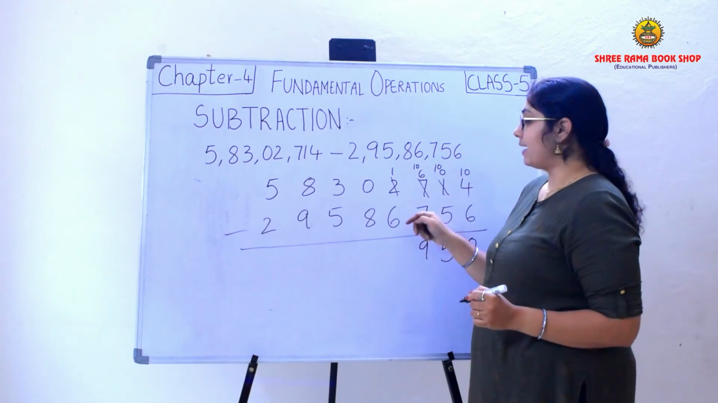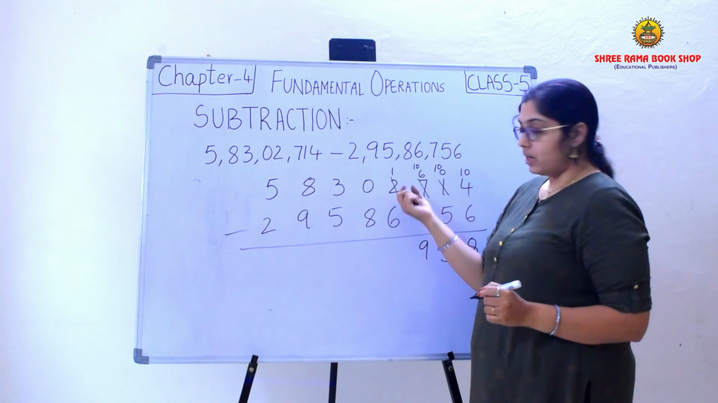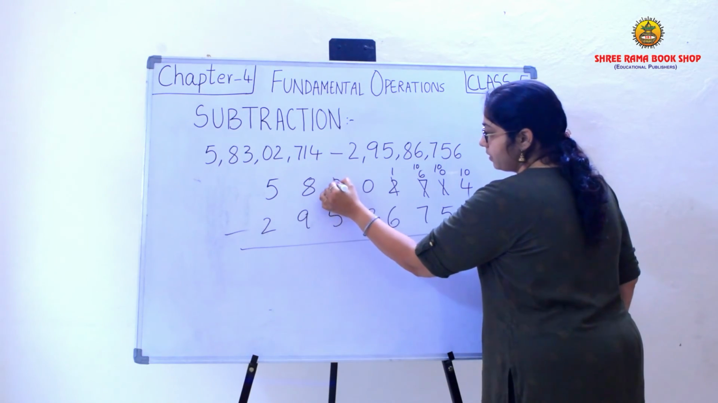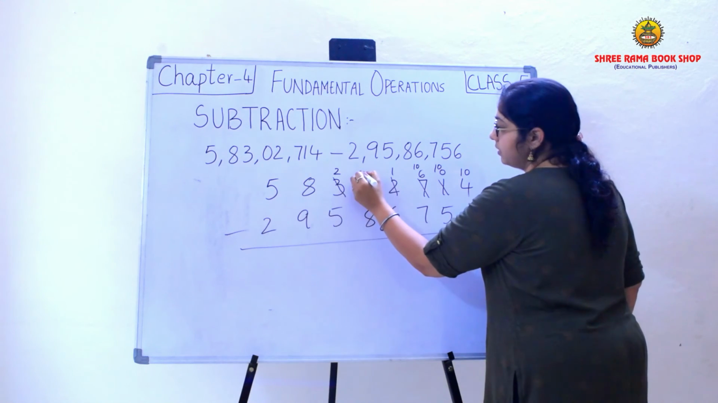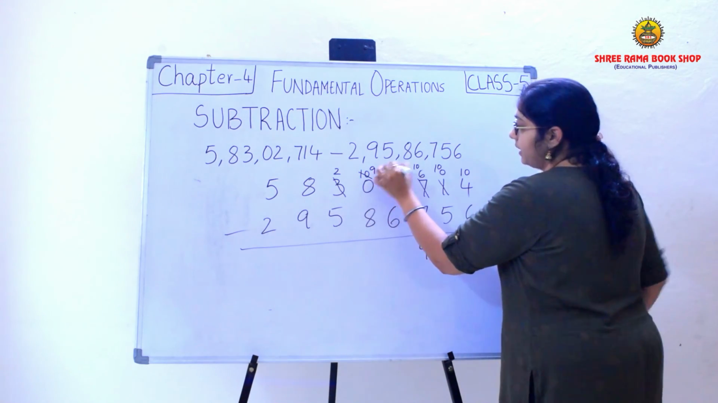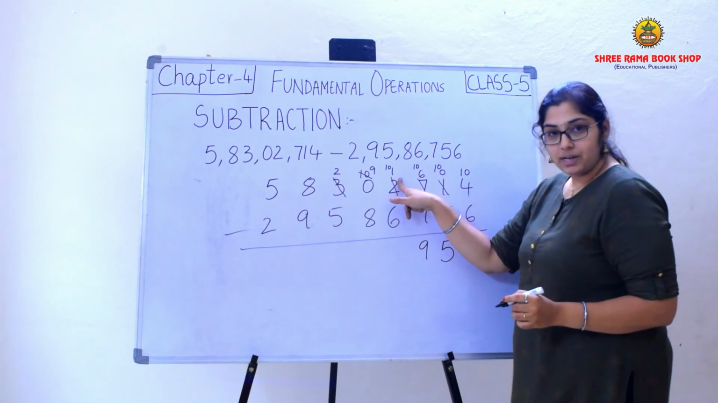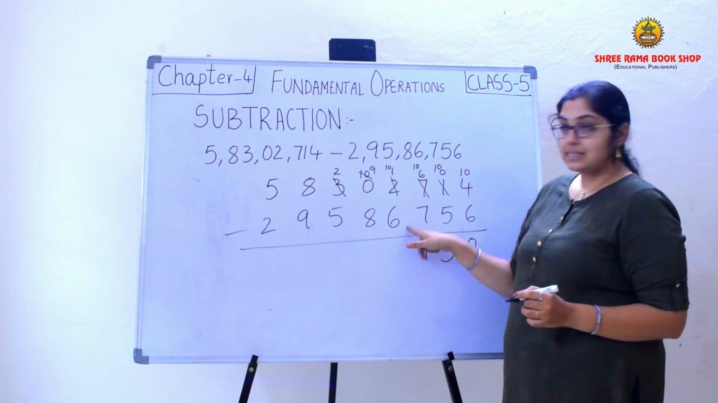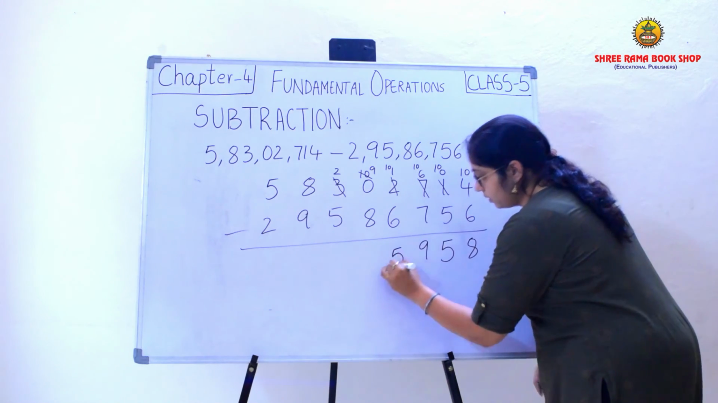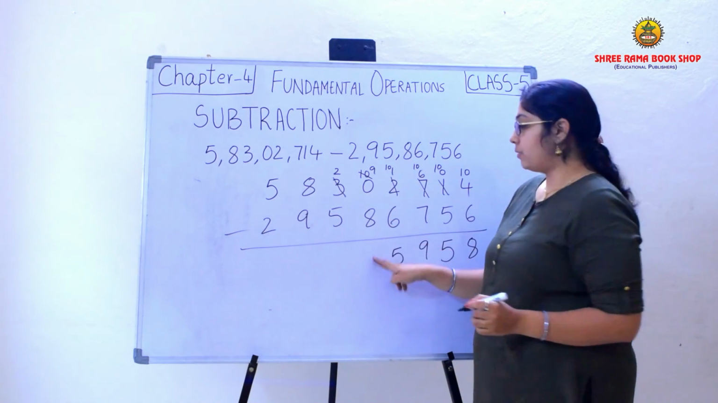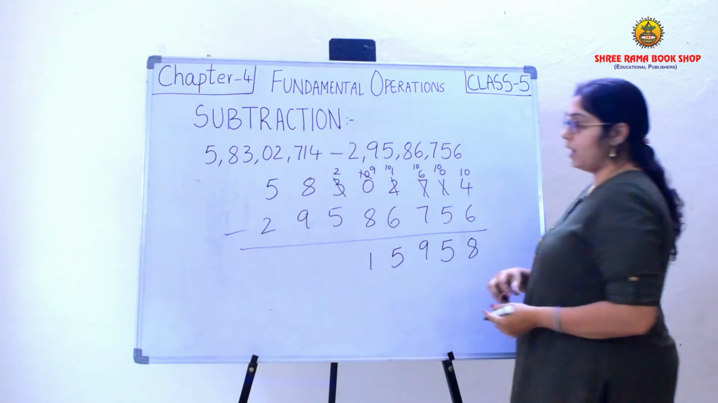So here now 1 minus 6. I can't subtract 6 from 1. So I will be borrowing 1. Here it is 0, so I will borrow from here. So it is 2 over here. It will become 10. Again it will become 9 over here. Now it is again 10. So 10 plus 1 is 11. 11 minus 6 is how much, children? It is 5. Now 9 minus 8. How much is it? It is 1.